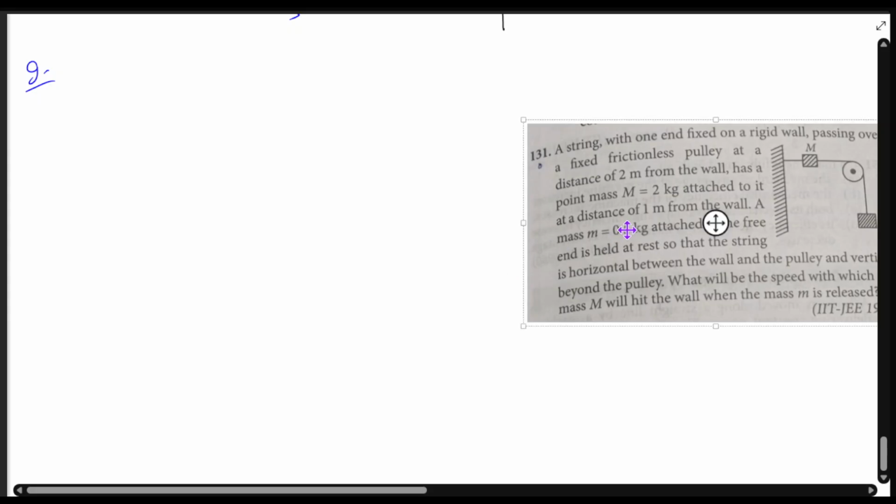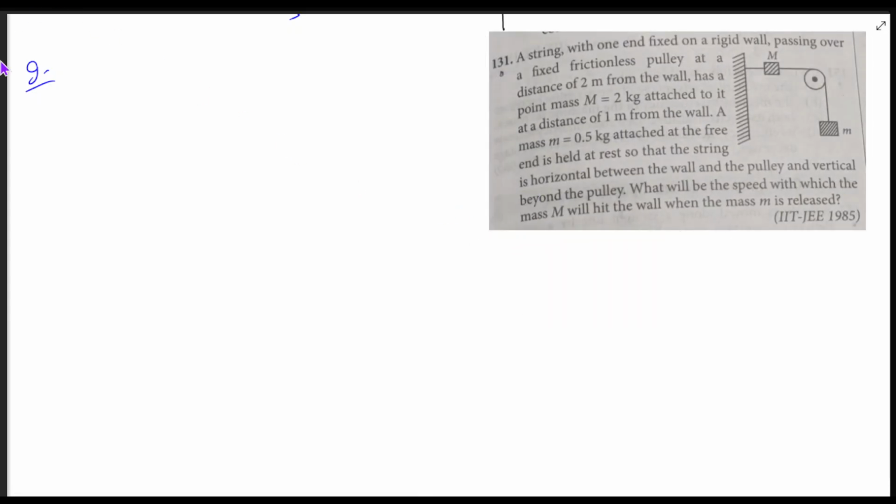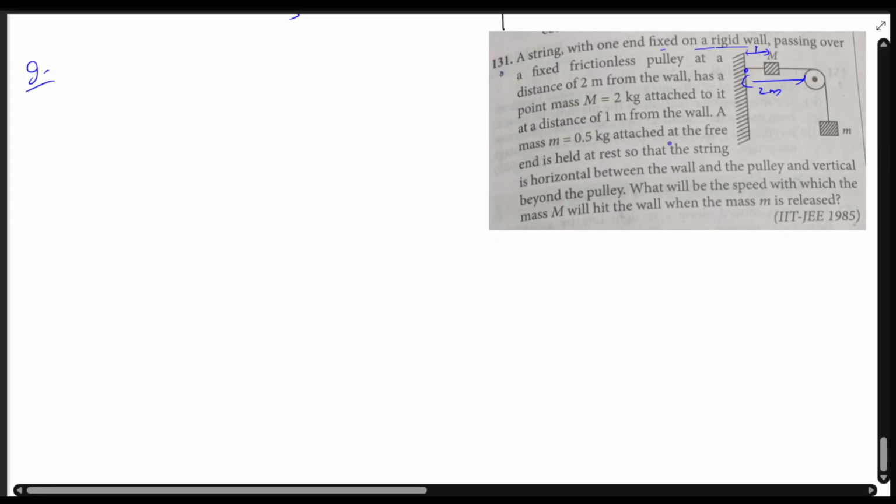So here we have our ninth question. Now we have a string with one end fixed on a rigid wall here and passing over a fixed frictionless pulley at a distance 2 meter. So this distance is 2 meter from the wall, and it has a point mass attached to it at distance 1 meter. So this is 1, from the wall. A mass m of 0.5 kg attached at a free end here is held at rest so that the string is horizontal between the wall and pulley, and vertical.